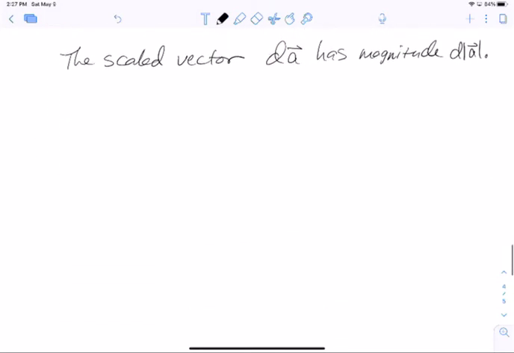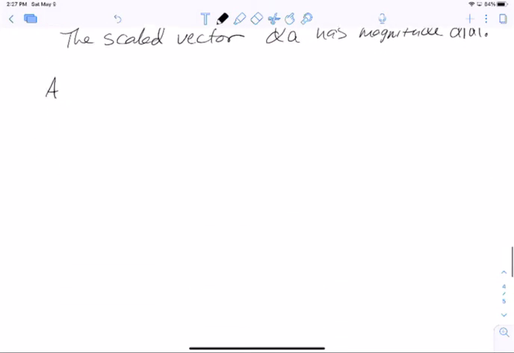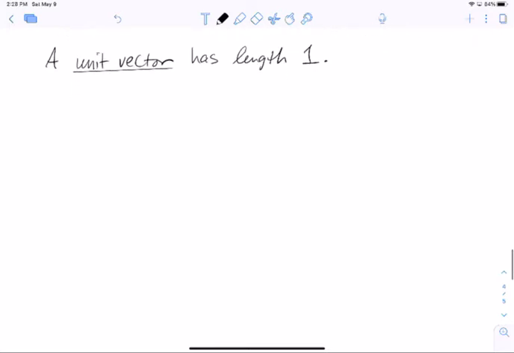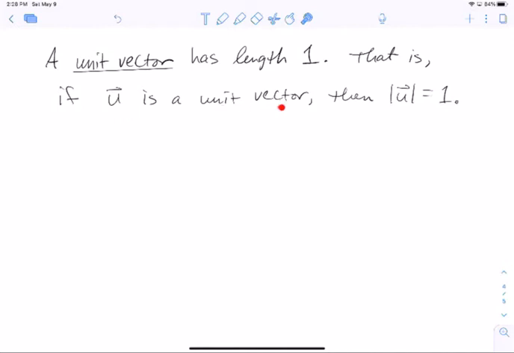We consider special kinds of vectors. A unit vector has length 1. That is to say, if u is a unit vector, then the magnitude of u is equal to 1. Unit vectors can be good to work with because knowing that the length is 1, we effectively end up getting a direction out of that vector. Let's look at an exercise that puts some things together.